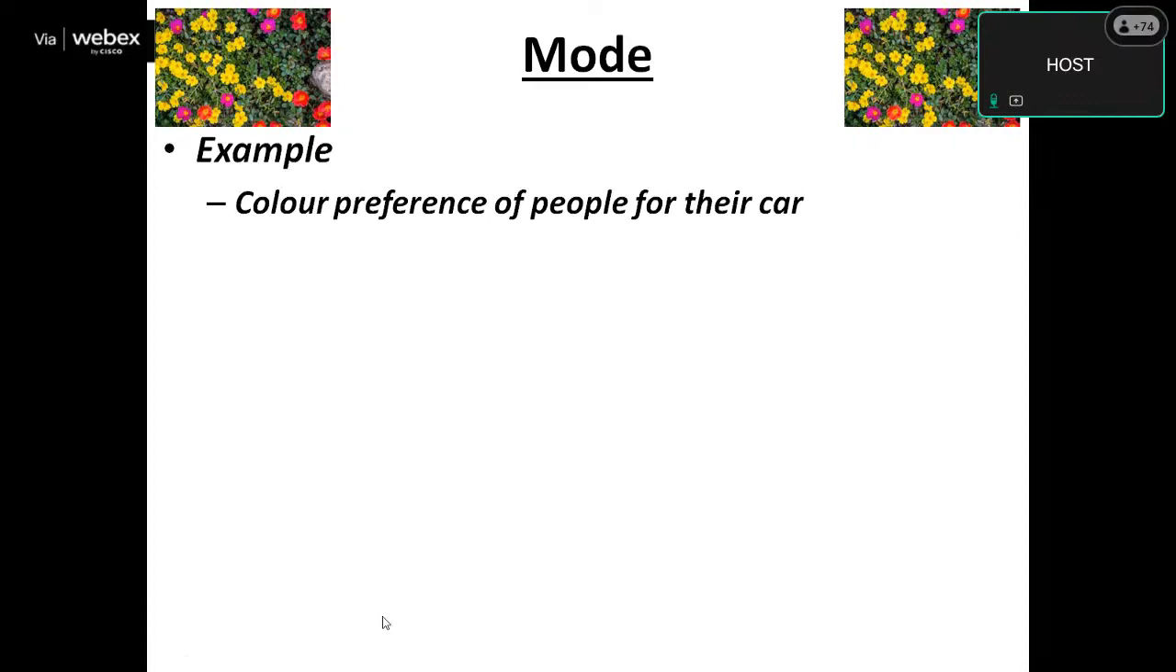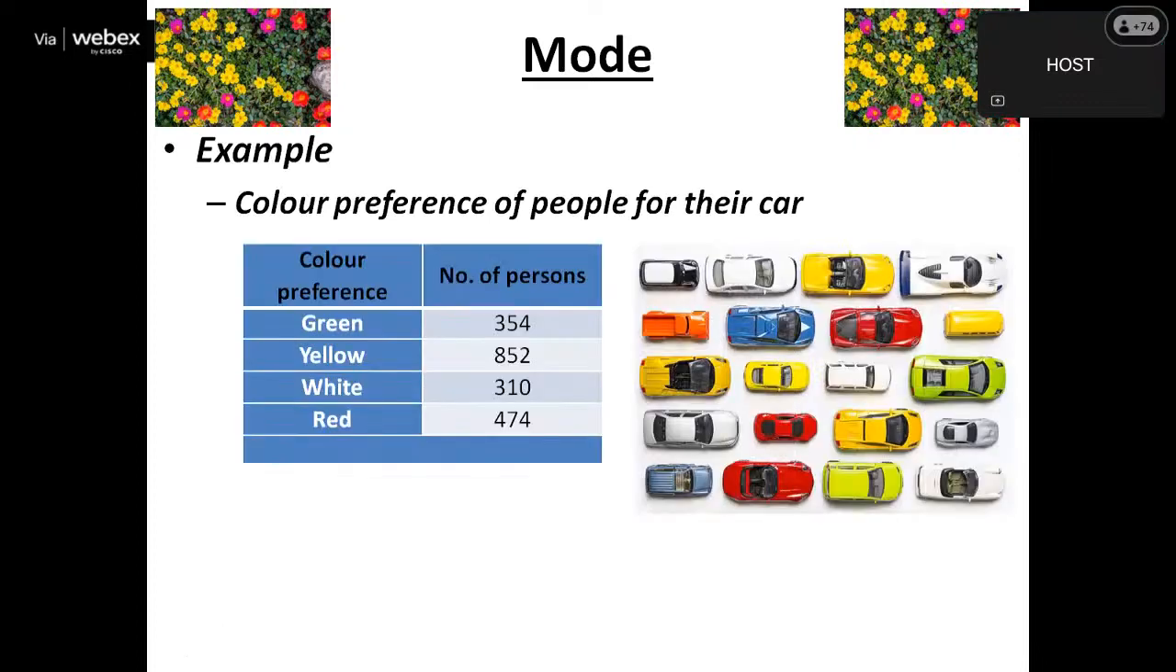Let us see the example. We have the color preference of people for their car, and we have collected the data. So what should be the mode? Here the most frequent is yellow. So the mode is yellow.